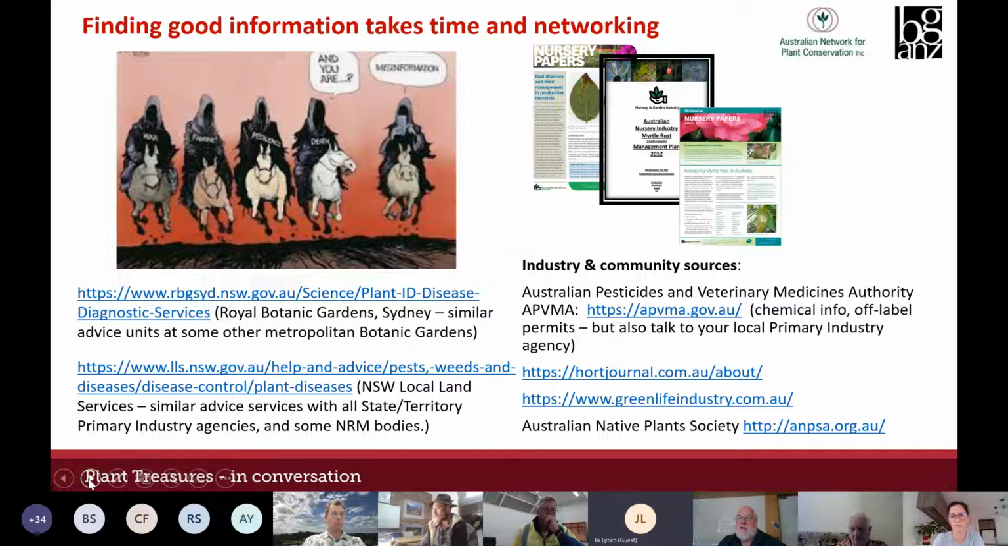So the three publications shown there all have material relating to myrtle rust, but it all derives from around about 2012. And the fungicide and rotational scheme has moved on since then, and you will need to seek out what the most appropriate stuff is. Next slide, please.